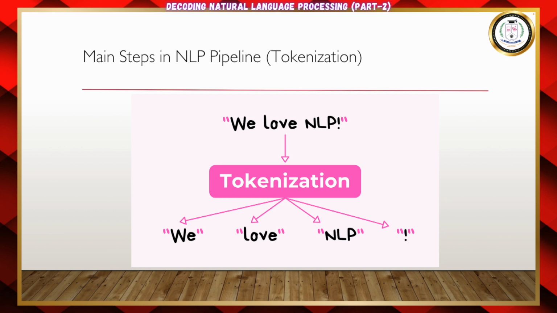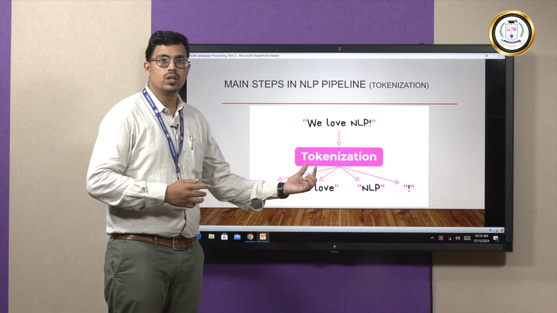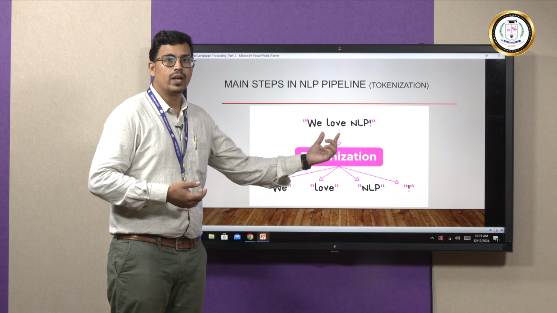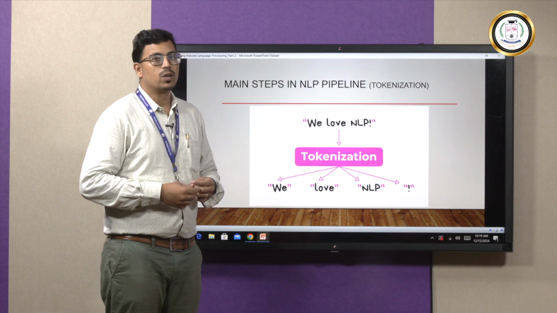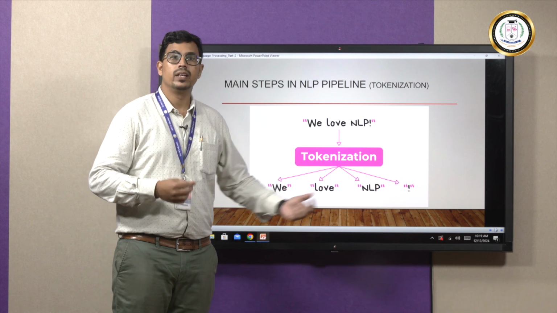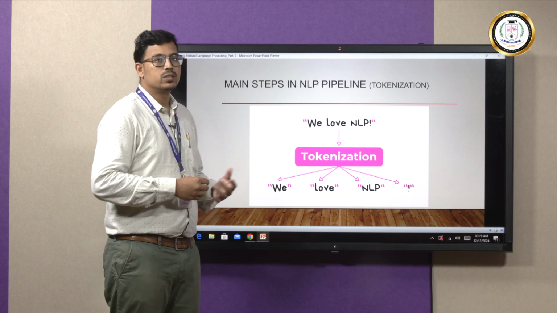Tokenization is nothing but, given the input text, the text gets split into individual words, otherwise called tokens. Here you can see "We love NLP!" with an exclamation mark. We becomes one token, love, then NLP, and finally even the exclamation mark becomes an individual token. So this is called tokenization.